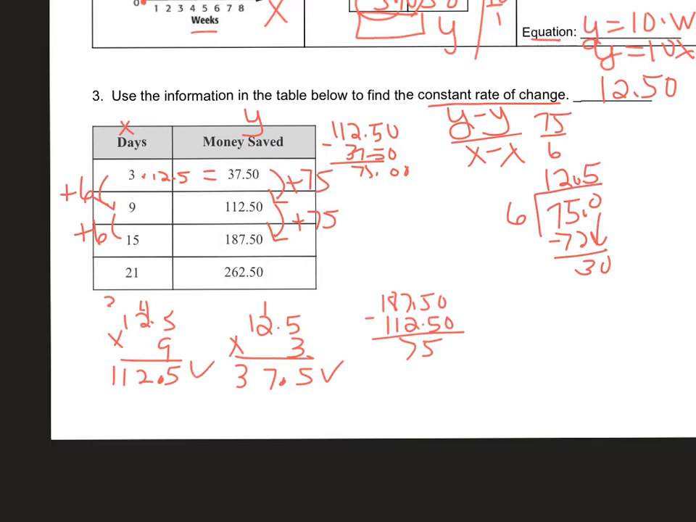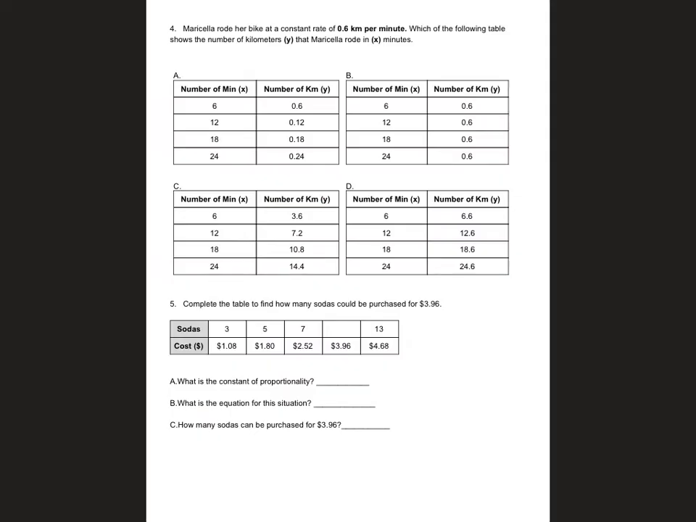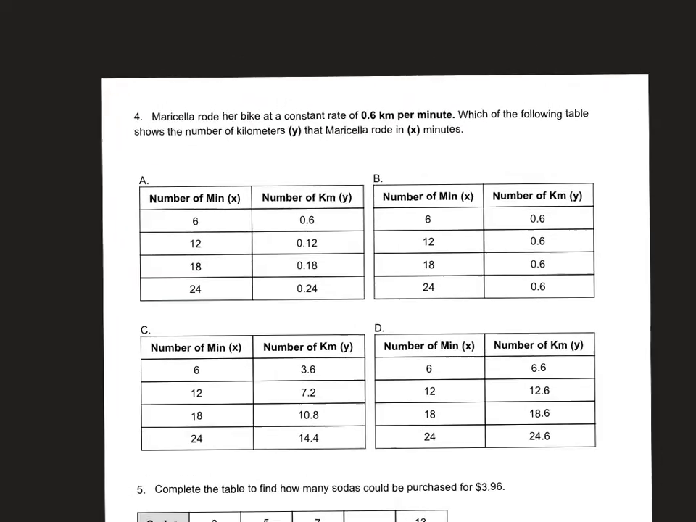And that checks out as well. So my constant rate of change that's being saved is $12.50 every one day. Okay, let's go ahead and take a look at problem number 4.